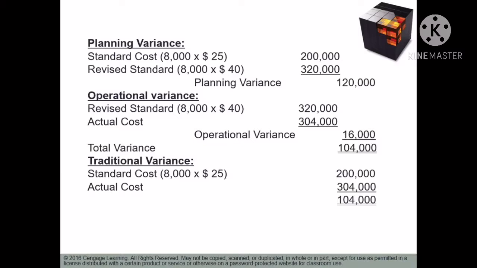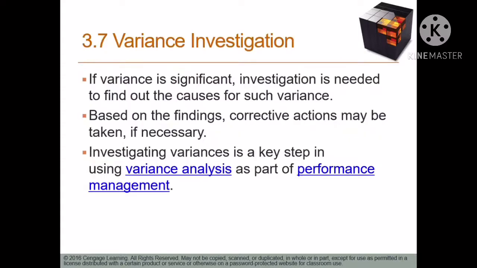So the total variance is the difference between planning variance and operational variance, equal to 104,000. For the traditional variance, it is the difference between standard cost and actual cost. Standard cost 8,000 times $25 is 200,000, and the difference between standard cost and actual cost is 104,000, similar to the previous one. So next one is 3.7, variance investigation.